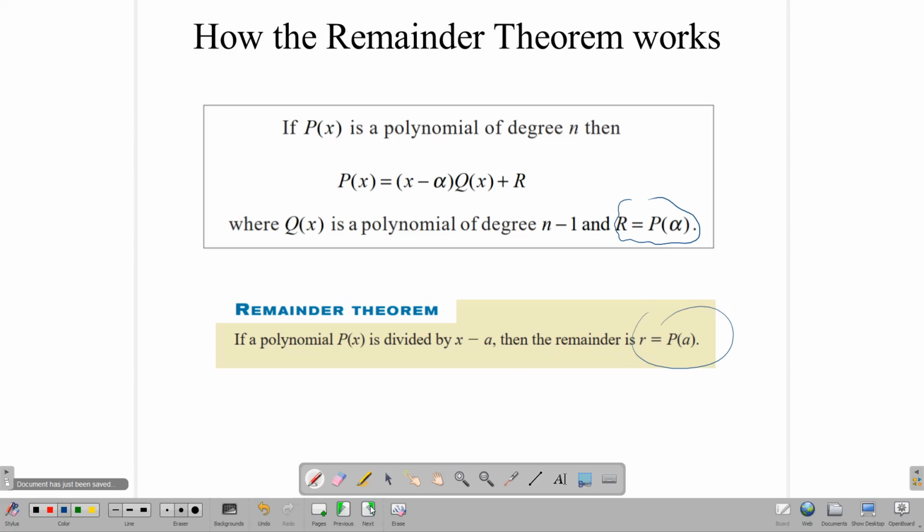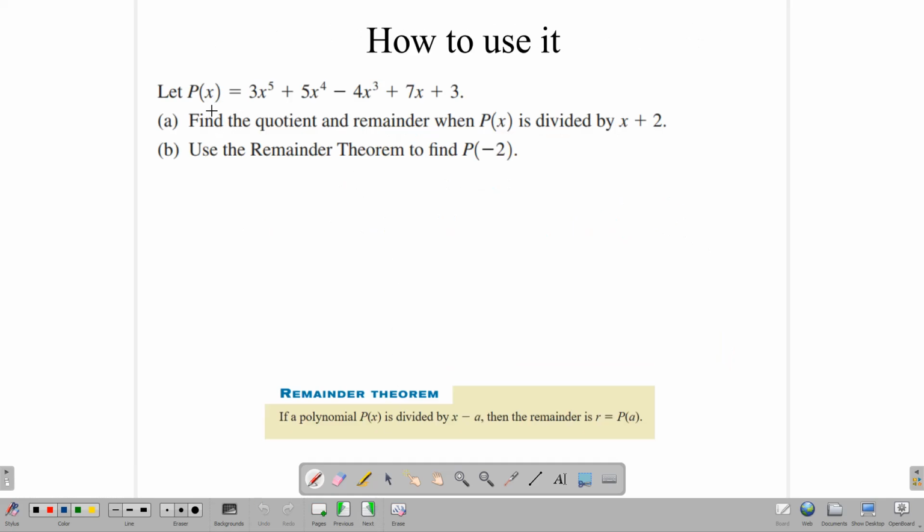All right. So how do we use the remainder theorem? Let's look at this. P of x is equal to 3x to the 5th power plus 5x to the 4th minus 4x to the 3rd plus 7x plus 3.